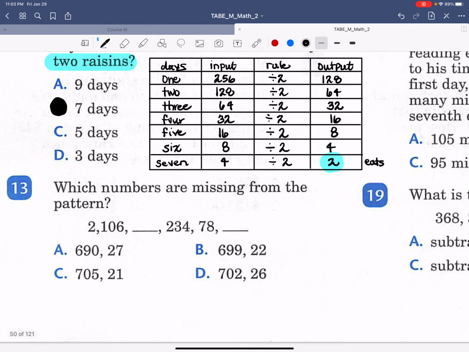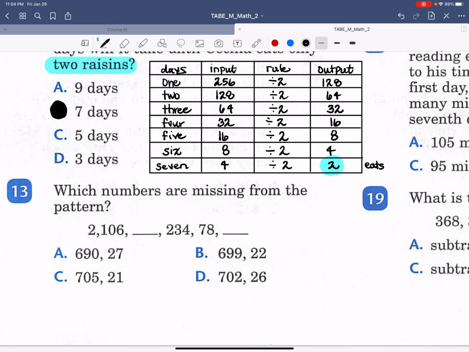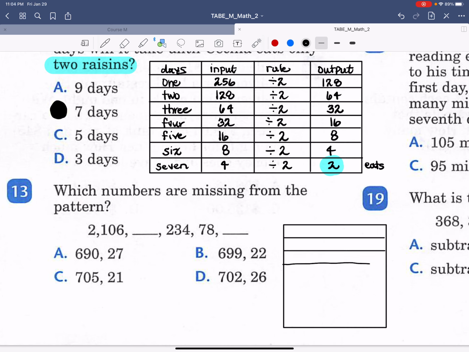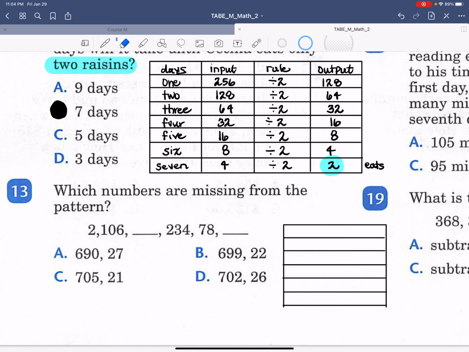Okay, number 13. Which numbers are missing from the pattern? And I have 1, 2, 3, 4, 5 to work with. So I'll make a table with 6 rows. And as usual, I went too far. So we have no story this time. This is just a basic pattern sequence.